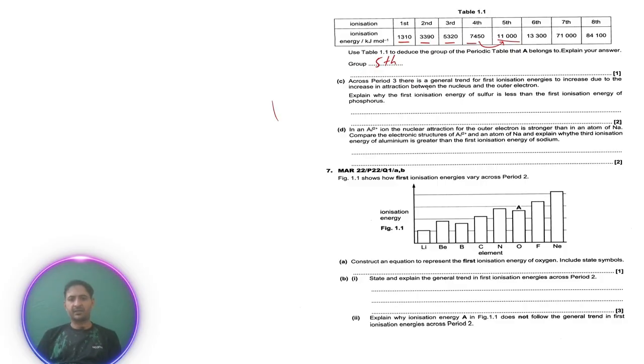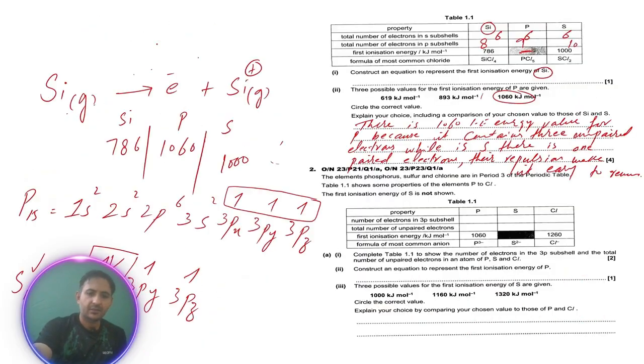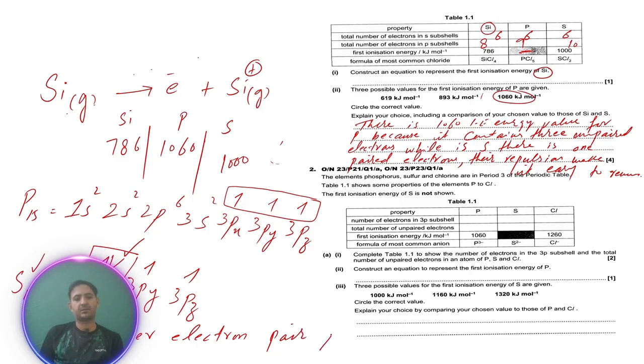Across period 3, there is a general trend for first ionization energy to increase due to the increase in interaction between the nucleus and outer electron. Explain why the first ionization energy of sulfur is less than the first ionization energy of phosphorus. I already explained you here. You can see in sulfur there is an inner pair electron, inner electrons pair repulsion. It is the reason.